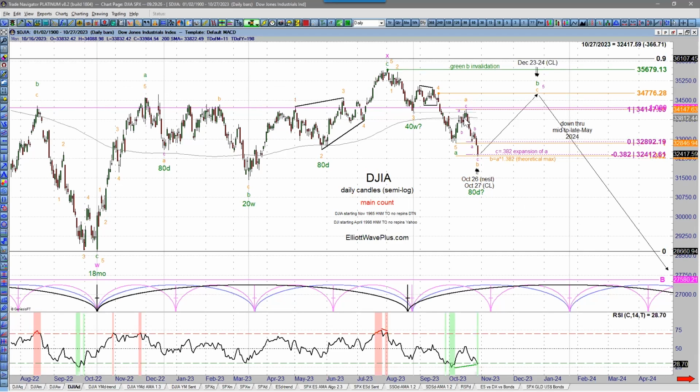And this looks like 3 waves up for an A and 3 waves down for a B, exactly hitting that theoretical max. And also, there are 2 targets down here. Wave C would be a 0.382 expansion of A. In a zigzag, that is a real common target for the end of purple wave C right here. So I've got 2 Fibonacci levels right there.